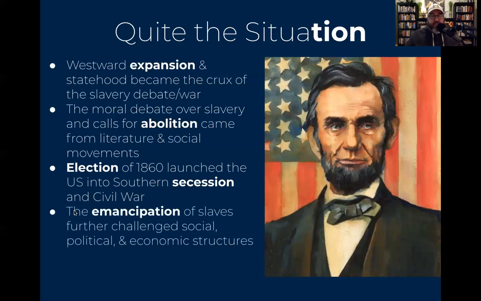In the midst of the Civil War, Abraham Lincoln, at the end of the Battle of Antietam, is going to issue what is called the Emancipation Proclamation. The emancipation of those slaves is going to further challenge the political and economic structures. And while we'd like to think the Emancipation Proclamation was a feel-good initiative on behalf of the North to free the slaves, we're going to see it was more of a political and military strategy that we'll unpack here in the next few slides.